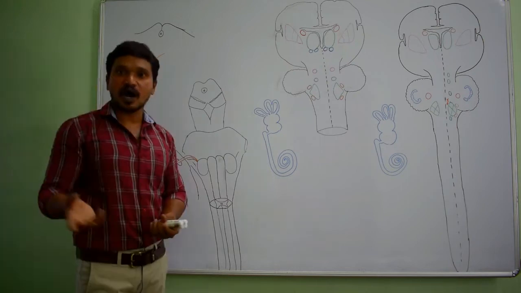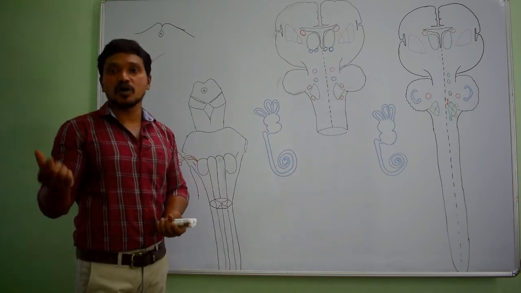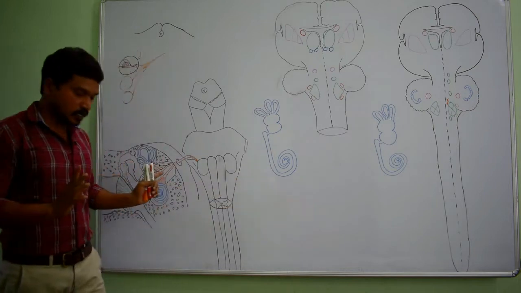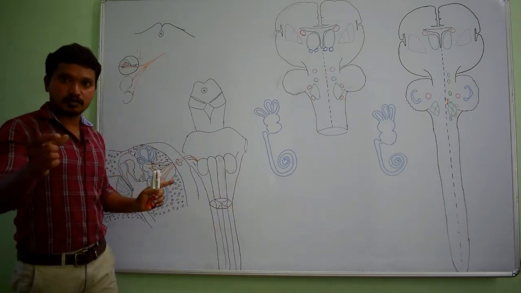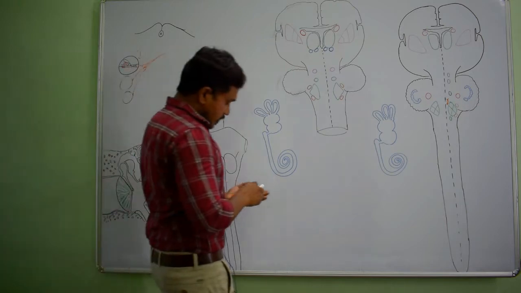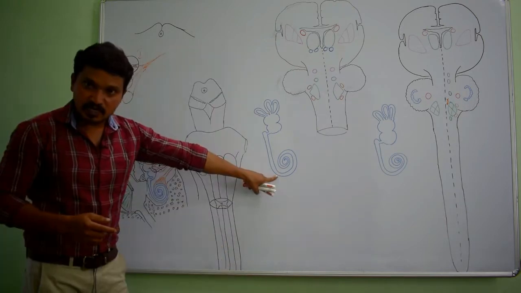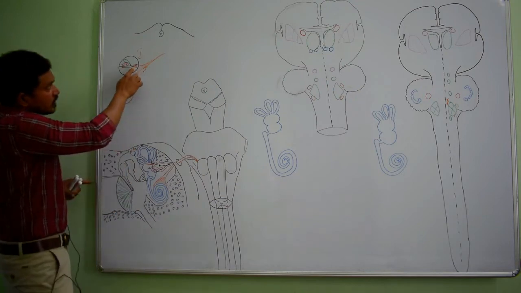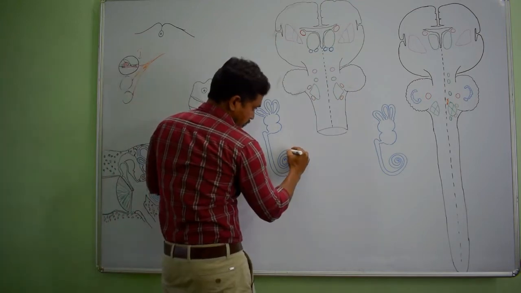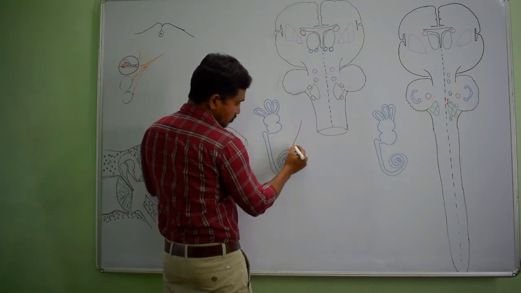Now we will see the auditory pathway and also the vestibular pathway. There are two pathways in relation to the vestibulocochlear nerve. One pathway is the auditory pathway, another pathway is the vestibular pathway. If you take the auditory pathway, the central processes are emerging from where? Spiral ganglion. So from here, I will draw a schematic view of this tract.